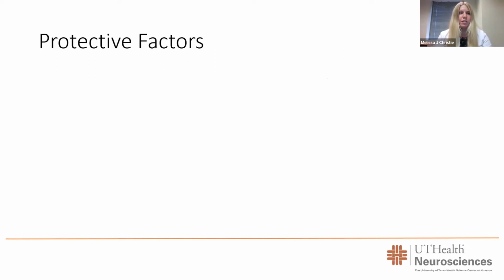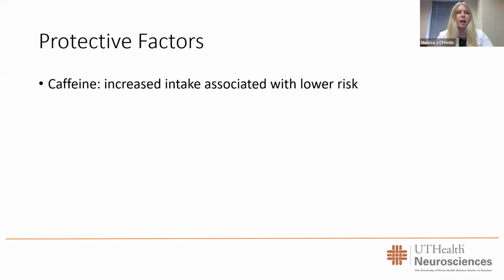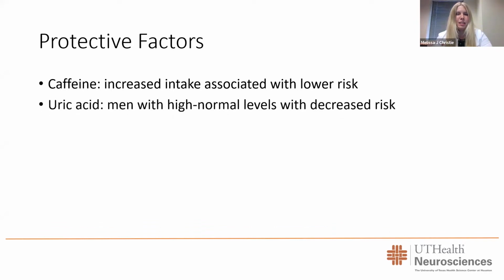Now, what are protective factors? What are things that we can more control? And so we have caffeine. Caffeine is a bit tricky because there are other conditions, like if you have high blood pressure, that your primary care doctor or cardiologist may want you to avoid caffeine. But overall, caffeine is known to be protective for Parkinson's. So you do not have to cut out the coffee just for Parkinson's disease.